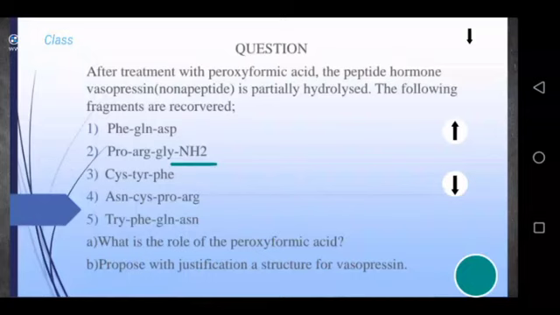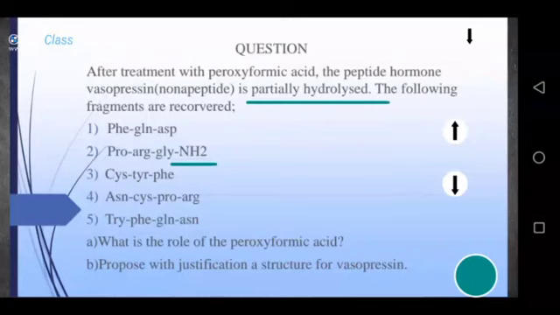The third fragment has cysteine, tyrosine, phenylalanine. The fourth fragment, asparagine, cysteine, proline, and arginine. Then the fifth fragment is tyrosine, phenylalanine, glutamine, and asparagine. Looking at the fragments, you see some amino acids occur in two or even more than two fragments. We're going to see how we use that knowledge to answer the question. There's also a very important phrase in the question, which is partially hydrolyzed, and it will serve us to answer this question.